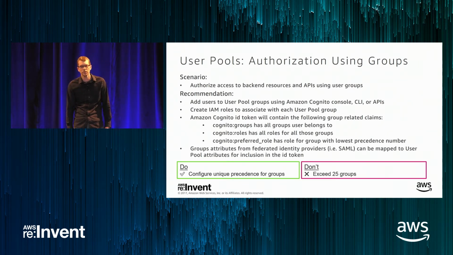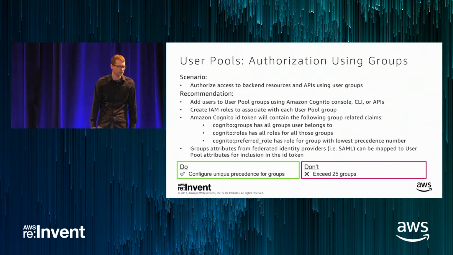And once you do this, you'll obtain a couple new claims in your ID tokens that you can use. So we'll provide this Cognito groups claim, which contains all the groups that the user is in. If you've associated roles with those groups, we'll provide those as well. And we'll also tell you which role is preferred based on the precedence that you set.